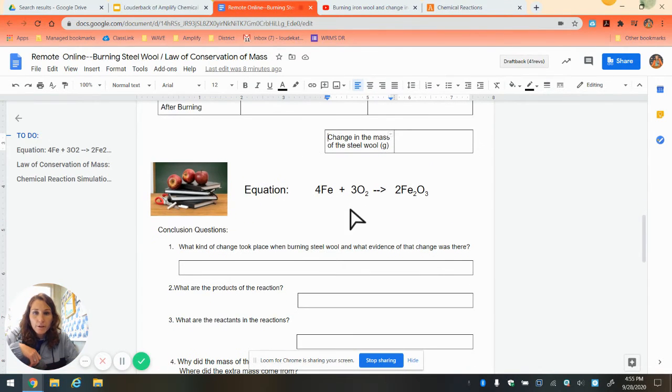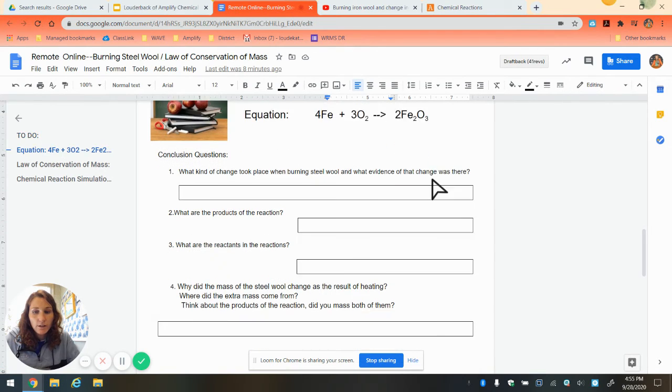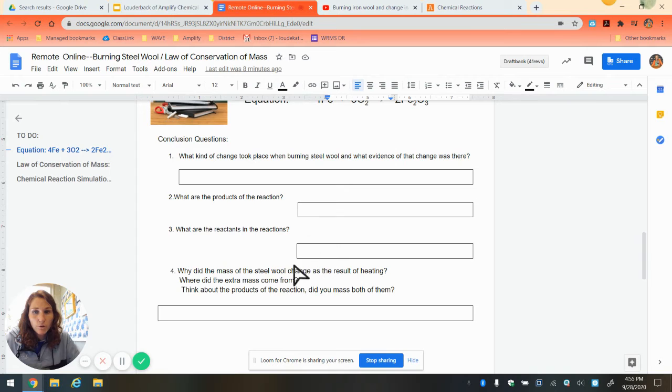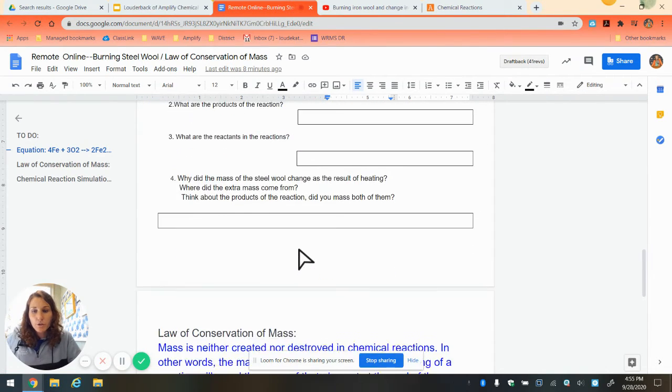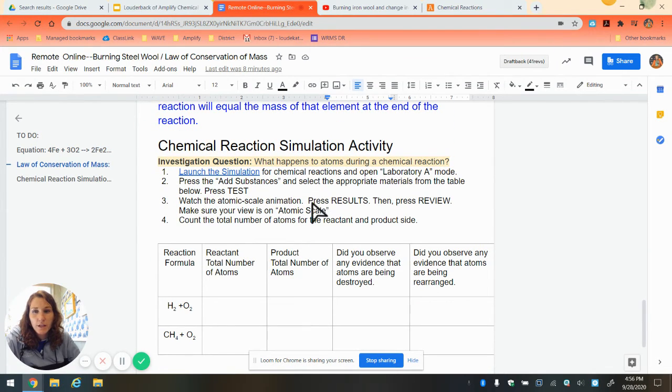Okay. Later, I have my equation, which is iron combining with oxygen to form iron oxide, which we now know is rust. Keep in mind where the reactants are at the beginning of the equation and the products at the end. And you're going to answer the four questions down below. And the last thing I'm going to have you do is go to the chemical reaction simulation activity.